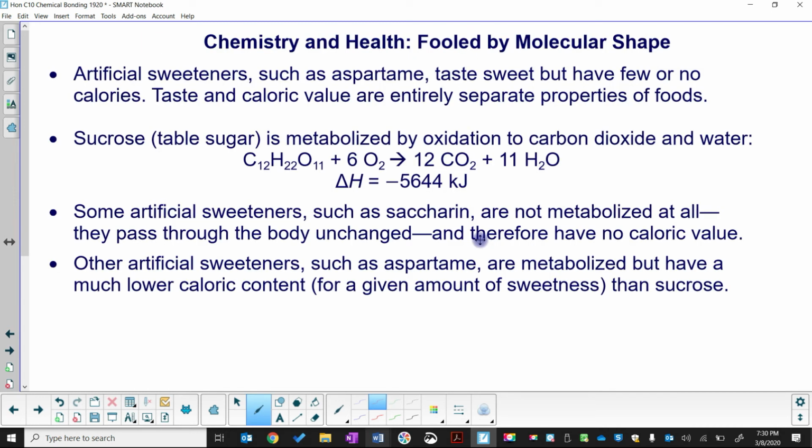Artificial sweeteners taste sweet, but they don't have any calories. So their taste and their calories are completely separate. We use table sugar, and it undergoes oxidation or combustion, and it releases a lot of energy. And it gives off carbon dioxide and water, which we breathe out through our lungs. But artificial sweeteners typically are not metabolized, and so they don't have any calories. And some are metabolized, but give a lot lower calories.